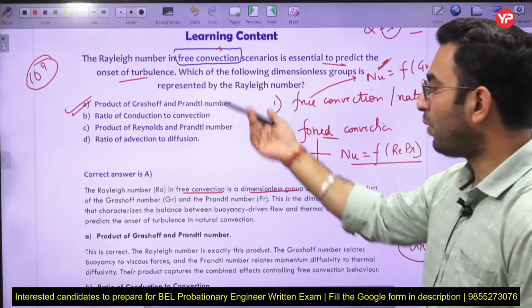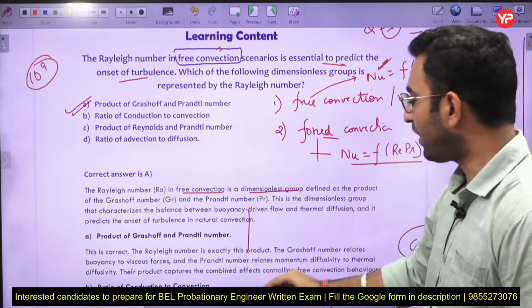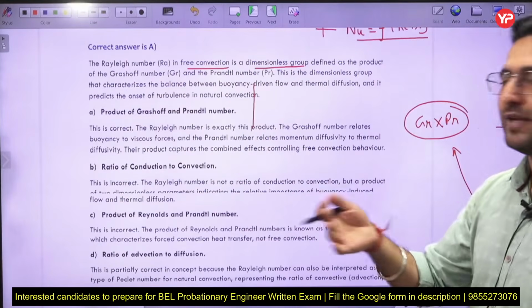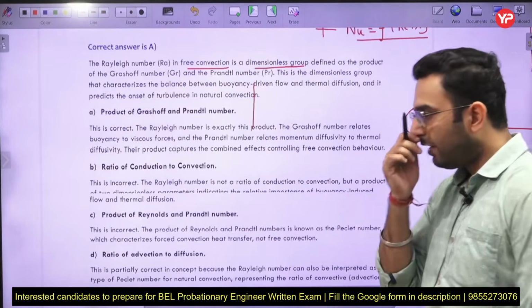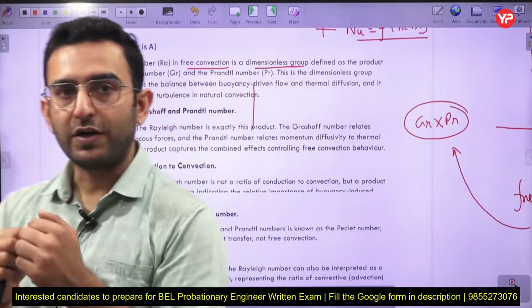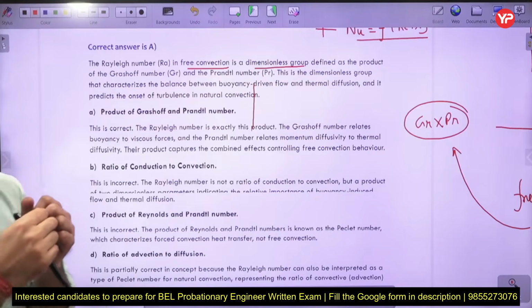So here you can see option number 1A we have seen here. Okay, coming back to option number 2, ratio of the conduction to convection, that is a completely wrong statement. Here you can see the flow which is taking place in the liquids or gases is taking place due to the convection.